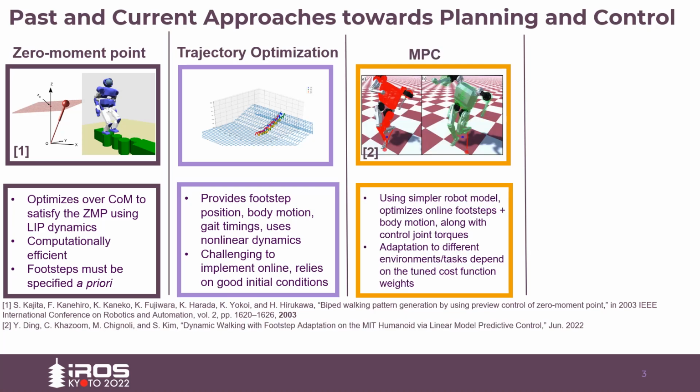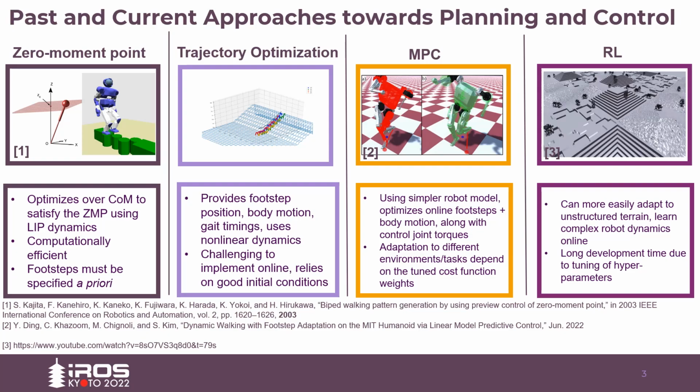MPC considers simpler robot models and is useful for optimizing online footstep and body motion while also providing controlled joint torques. Adaptation to different environments and tasks may depend on the tuned cost function weights. Lastly, RL has shown very impressive results recently and can adapt to unstructured terrain while also learning complex robot dynamics while running online. The one downside is that long development time is necessary for tuning hyperparameters.